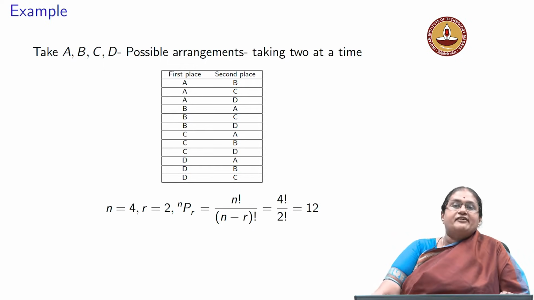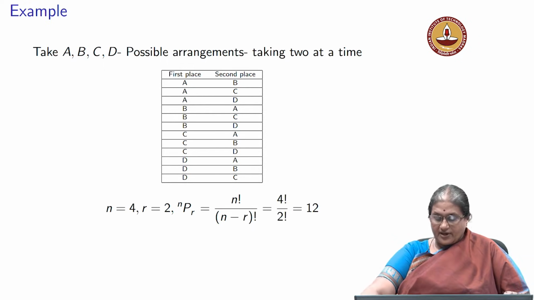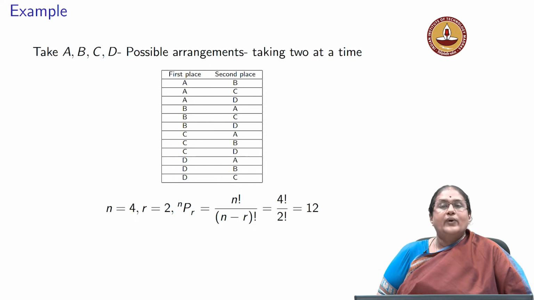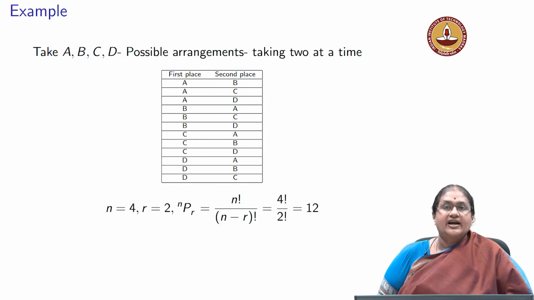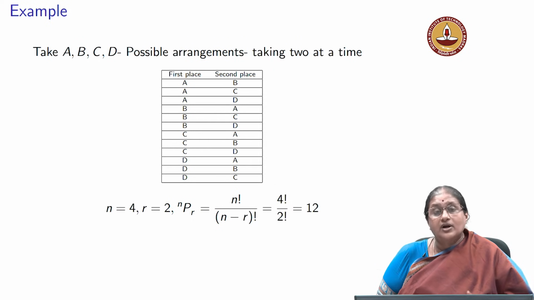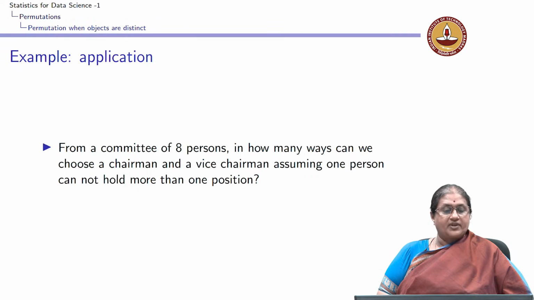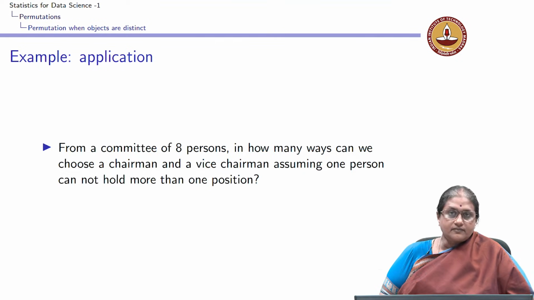So, this is the first permutation formula which is obtained when I have n distinct objects, and I am taking r from these n distinct objects. I am not allowing repetition. Let us look at a few applications of this formula.